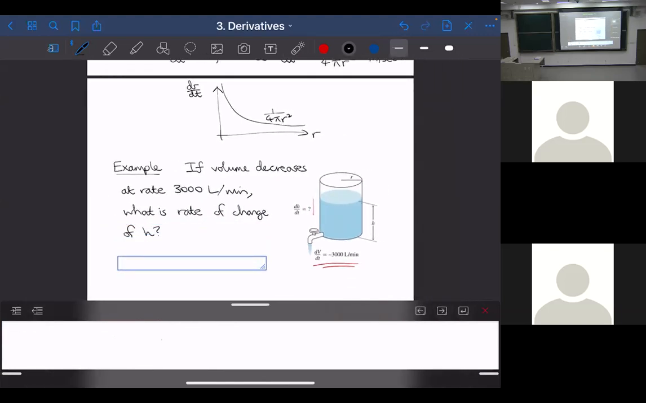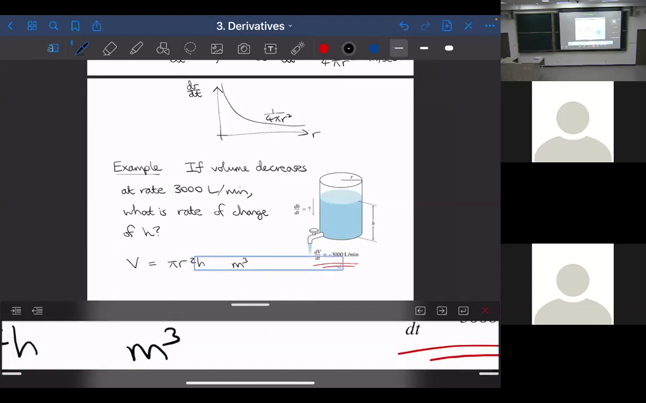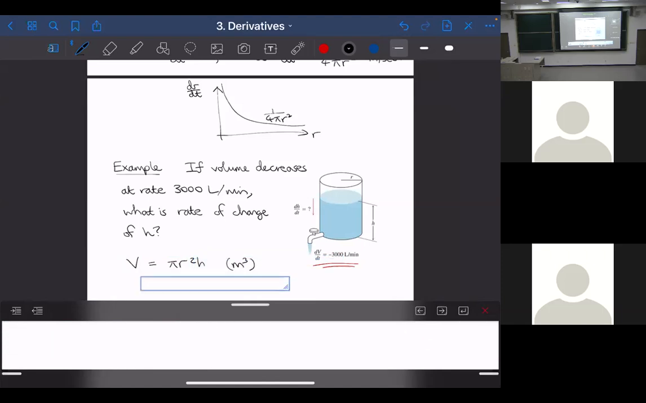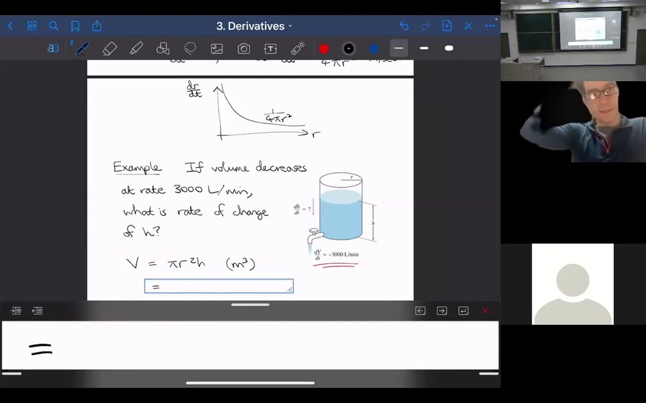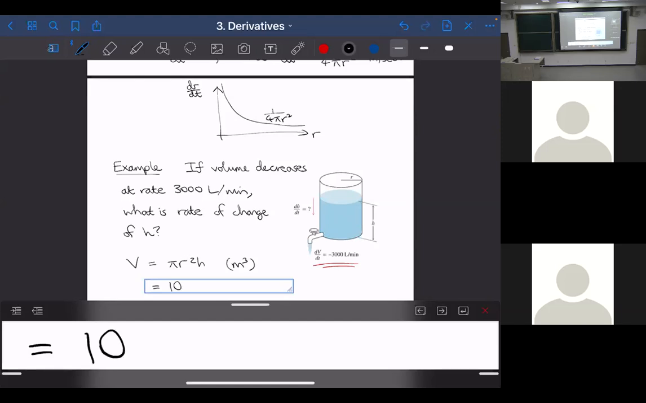So we do this in the same way. We write down the relation between the physical quantities. So the volume is pi r squared, the area of the base, times h in meters cubed. And how many liters is that? Well, a liter is not a meter cubed, it's 10 centimeters cubed. So a meter cubed has 1,000 liters in it. So the volume in liters is 1,000 times that.